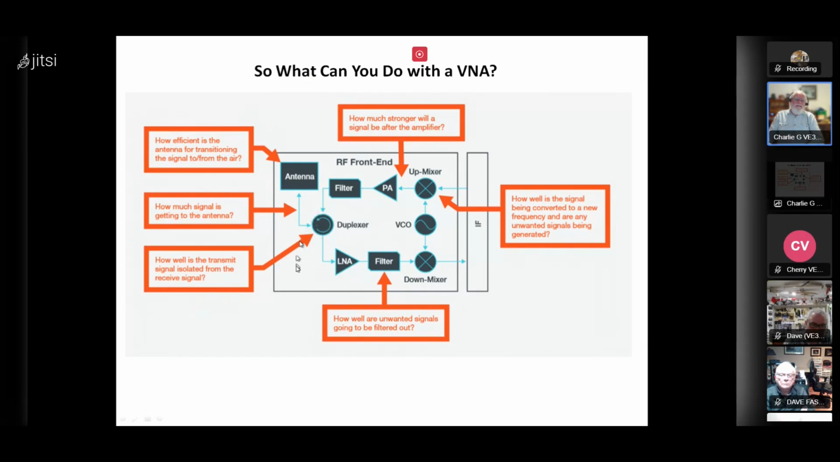You can look at the isolation, for instance, of the duplexer at the front end of it. You can look at what kind of amplification you are getting from the power amplifier. How well is the signal being converted to the new frequency? Are we generating any harmonics or any other garbage that we don't want? We can measure filters and see just how well those unwanted signals are getting attenuated or knocked out of our receivers. So lots of different kinds of measurements you can actually accomplish with that VNA.